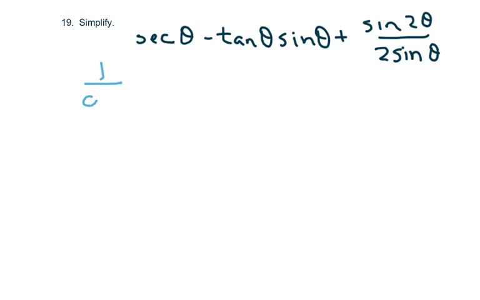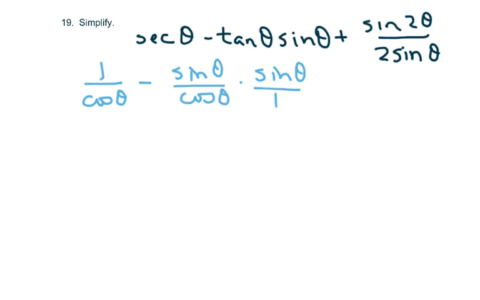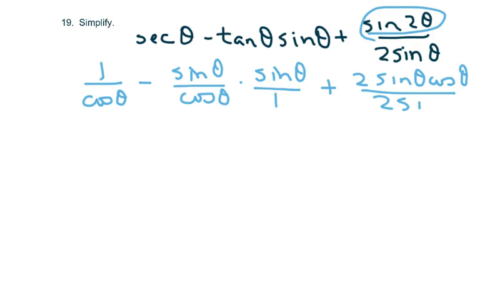This is 1 over cosine of theta minus sine of theta over cosine of theta times sine of theta over 1 plus, now sine of 2 theta is 2 sine of theta cosine of theta. That's your double angle identity, over 2 sine of theta. Now you simplify it and these two go away, and I'm going to take care of this.